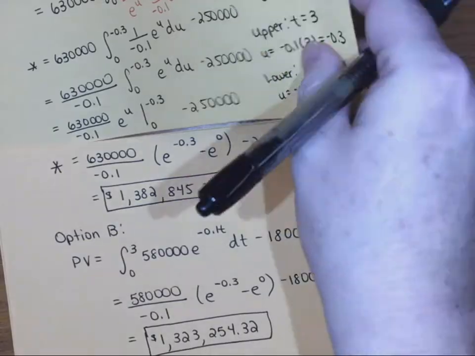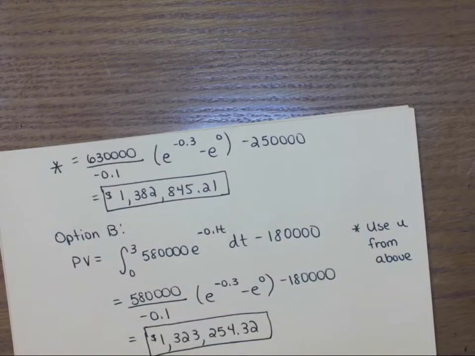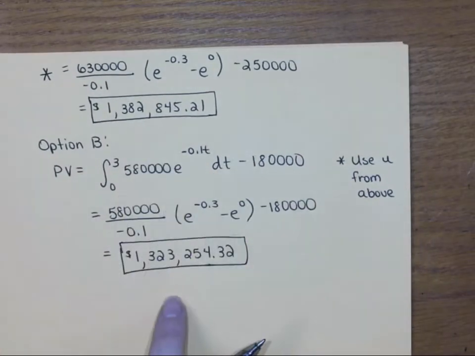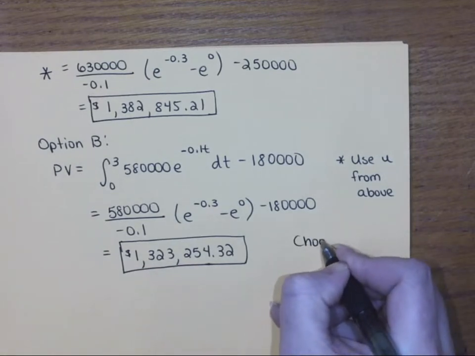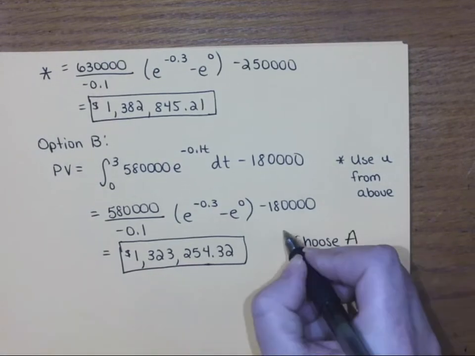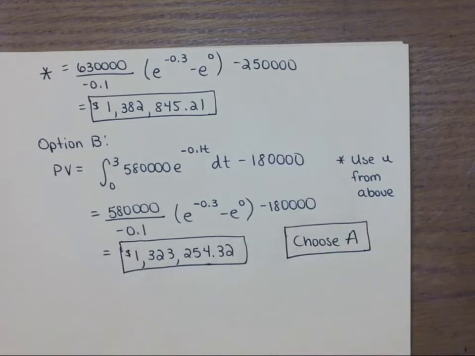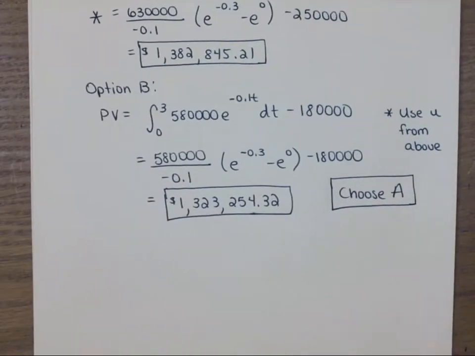So if you compare those dollar figures, notice option A gives us this much in present value and option B this much. So you should choose option A, because it's going to give you a little bit higher present value. In other words, it's worth you spending the extra money. That's what it's trying to say. It's worth you spending the extra money to do the renovations.